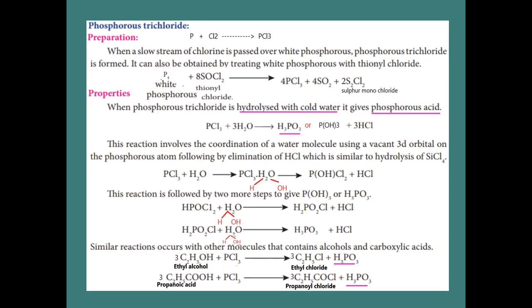Preparation of phosphorus trichloride. When a stream of chlorine is passed through white phosphorus, it forms phosphorus trichloride. Or otherwise, white phosphorus reacted with thionyl chloride, formula SOCl2, gives phosphorus trichloride along with sulfur dioxide and sulfur monochloride, formula S2Cl2. Then properties. When phosphorus trichloride is hydrolysed with cold water, it gives phosphorus acid.